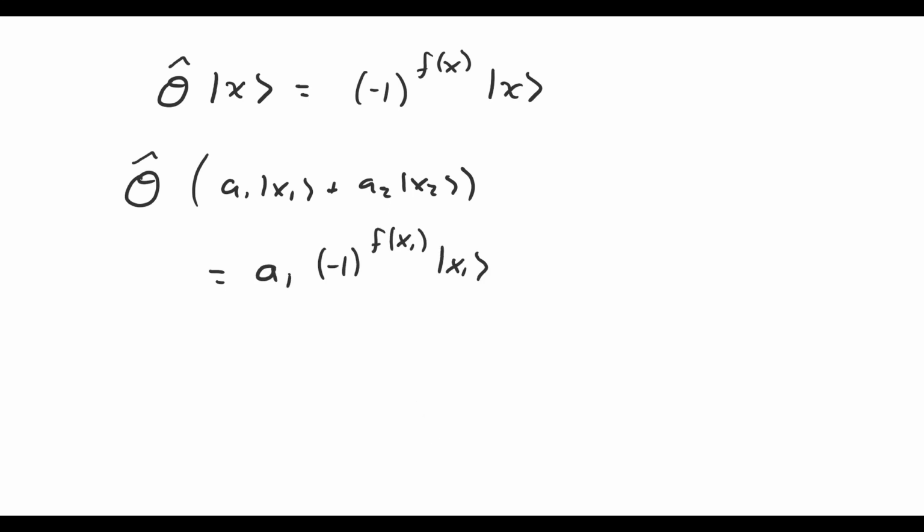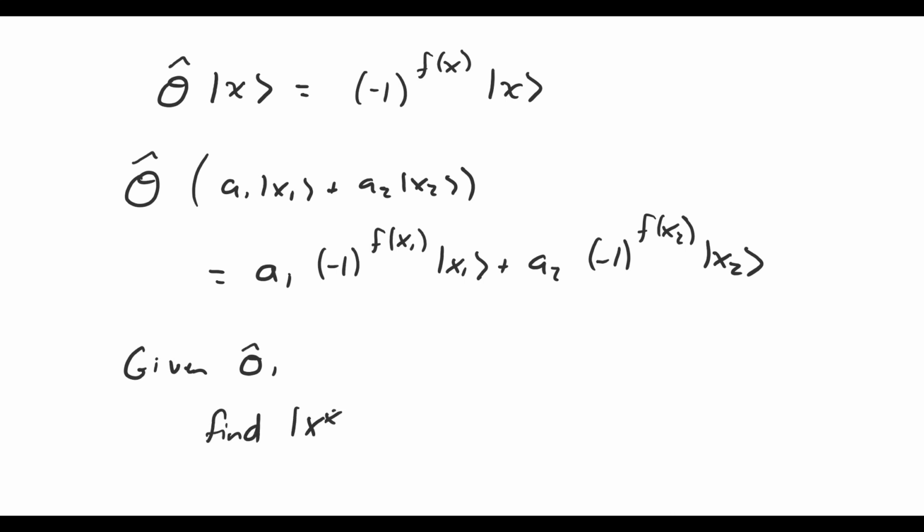So the quantum version of the problem we talked about last time is, given this linear transformation O, the oracle, find the vector x star such that O acting on x star is equal to negative x star. And this is the actual problem that Grover's algorithm solves.